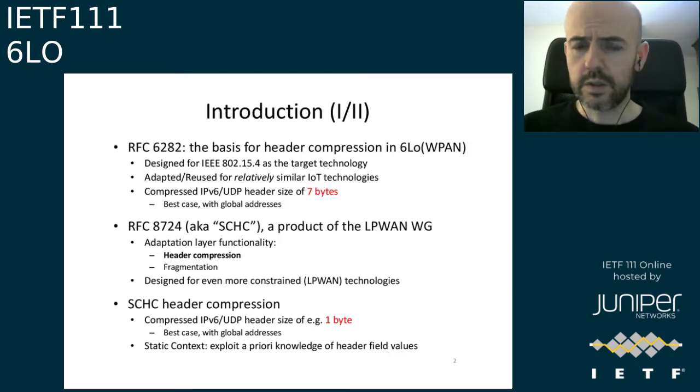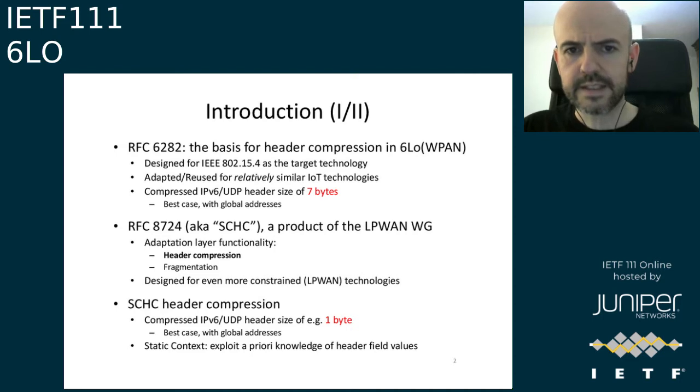First of all, let's take a look at the motivation for this draft. As this working group knows very well, RFC 6282 has been the basis for header compression in 6LoWPAN and also in 6Lo. This RFC was designed for 15.4 as the target technology, and it has been adapted or reused quite extensively for relatively similar IoT technologies. With this RFC, it is possible to compress a typical 48-byte IPv6 UDP header down to a size of 7 bytes. That's in the best case with global addresses.